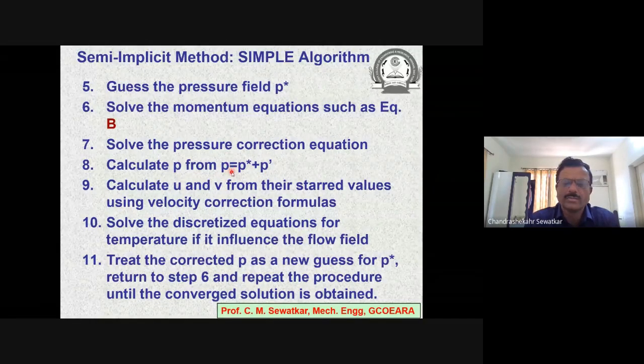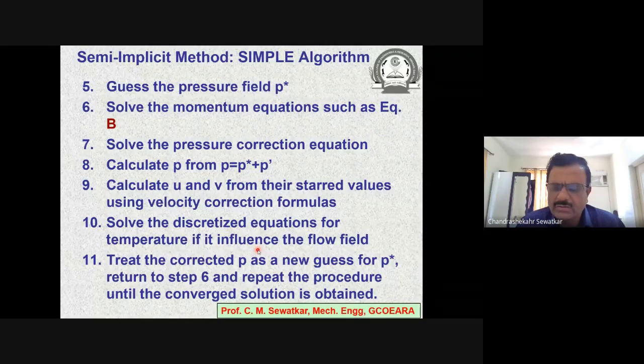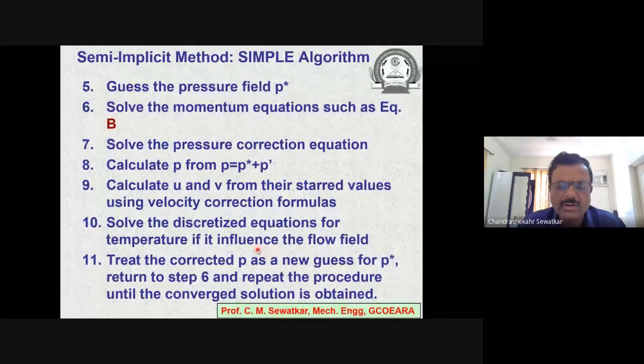Then once you obtain this pressure, calculate U and V from their star values using velocity correction formulas, because we know how to calculate velocity correction if I know the pressure correction. Solve the discretized equation for temperature, as it influences the flow field. I mean, if the flow field is there, you need to solve the energy equation also. And how to solve the energy equation, we have seen when we dealt with the conduction convection problem. Because there in the energy equation we don't have the pressure term, so it doesn't make any difference. The methodology to solve the equation is similar to what we understood when we dealt with the convection diffusion problem.